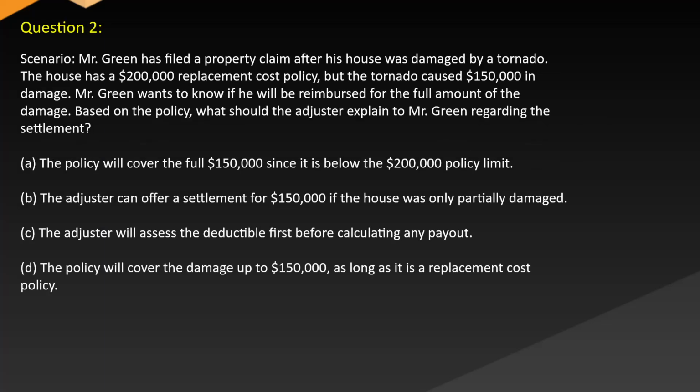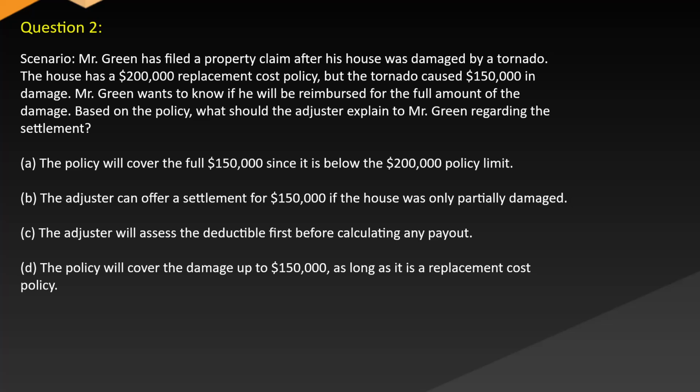Question 2. Scenario: Mr. Green has filed a property claim after his house was damaged by a tornado. The house has a $200,000 replacement cost policy, but the tornado caused $150,000 in damage. Mr. Green wants to know if he will be reimbursed for the full amount of the damage. Based on the policy, what should the adjuster explain to Mr. Green regarding the settlement?